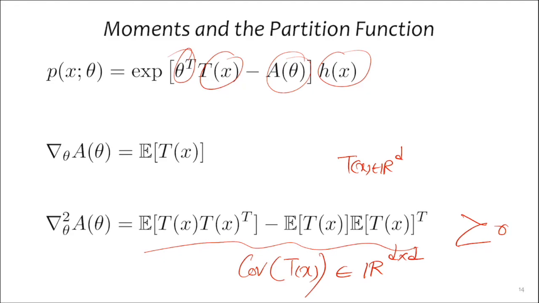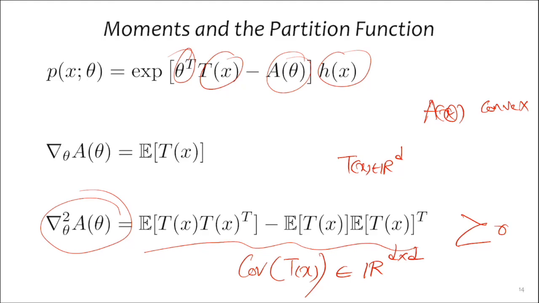So the second derivative, the Hessian of this function, is positive semi-definite. What does it tell us about that function? Convex. That function is convex. So the cool thing about that is that A is convex.